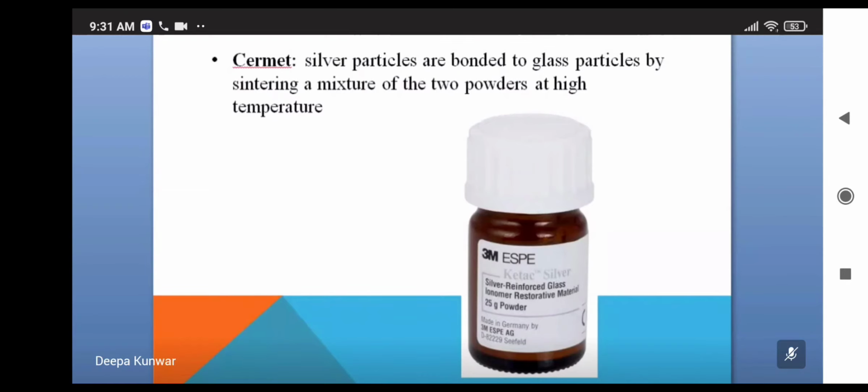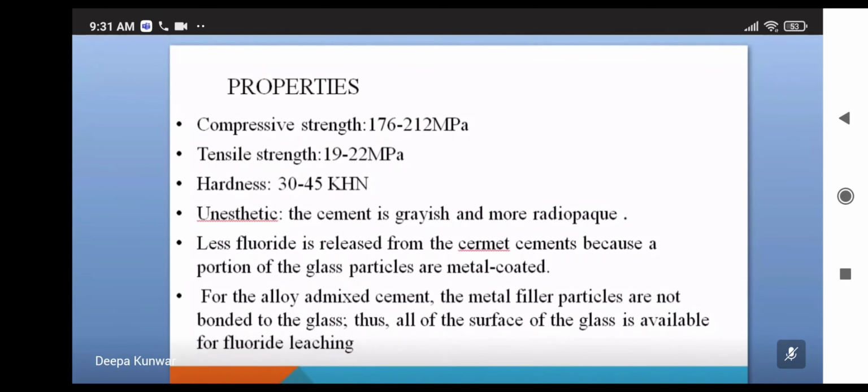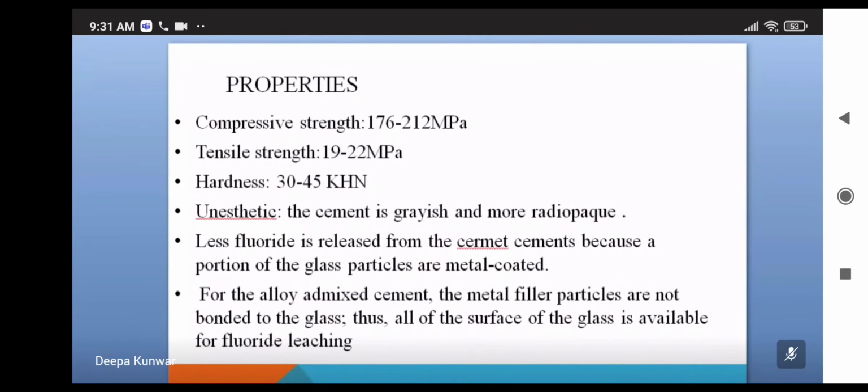Properties: both of them have a compressive strength of 176 to 212 MPa, tensile strength of 19 to 22 MPa, hardness 30 to 45 Knoop hardness, and they are not aesthetic because they have metal in them.